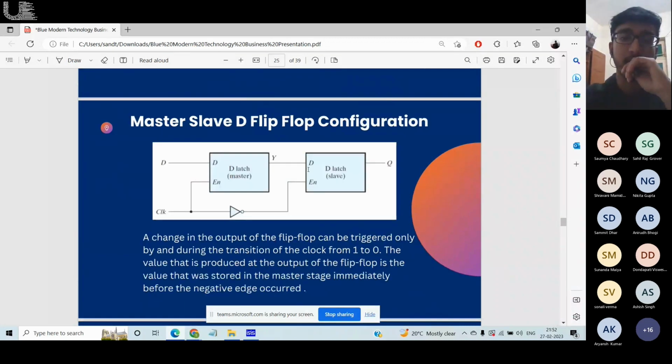Now coming to how you make a flip-flop from a latch. For that you have a configuration called master-slave. How do you convert level triggering to edge triggering? It's this easy. You just connect two latches in series and invert the clock.